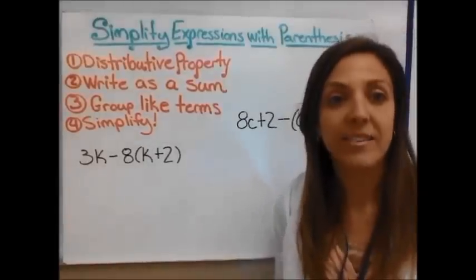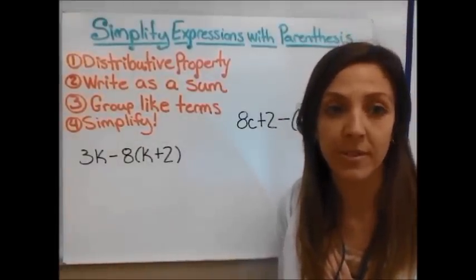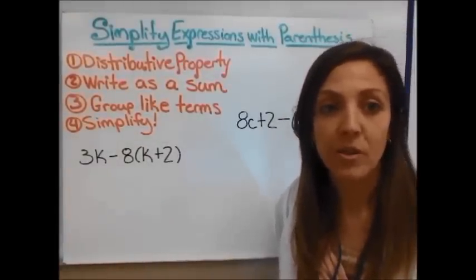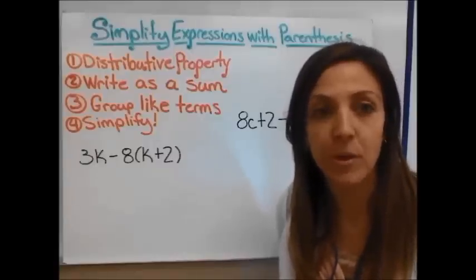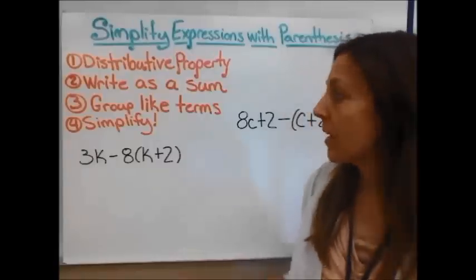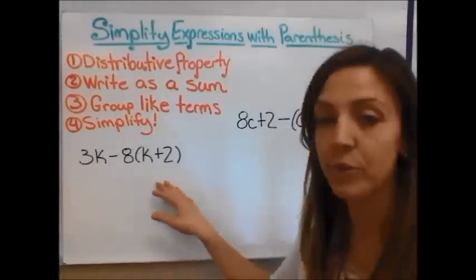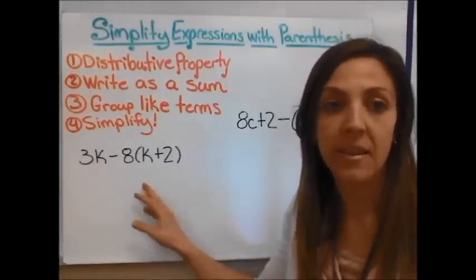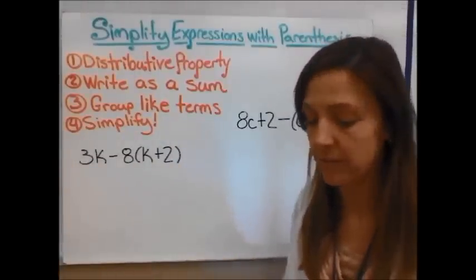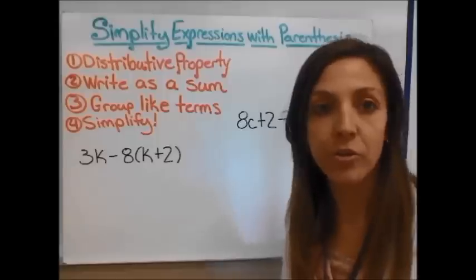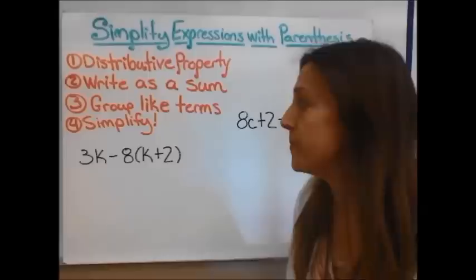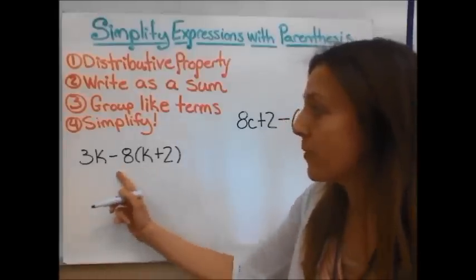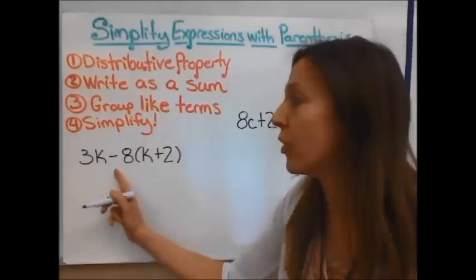All right, let's simplify expressions with parentheses. When you simplify expressions with parentheses, you need to use distributive property, and that's where you begin. So let's look here at this first one, 3k minus 8, k plus 2 in parentheses. I'm going to go straight to where the parentheses are, and find the number on the outside of the parentheses.